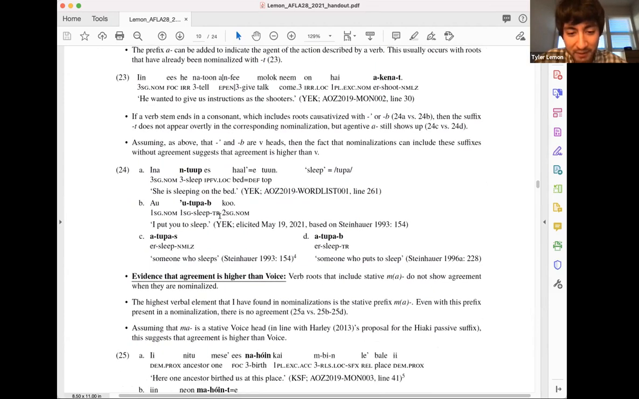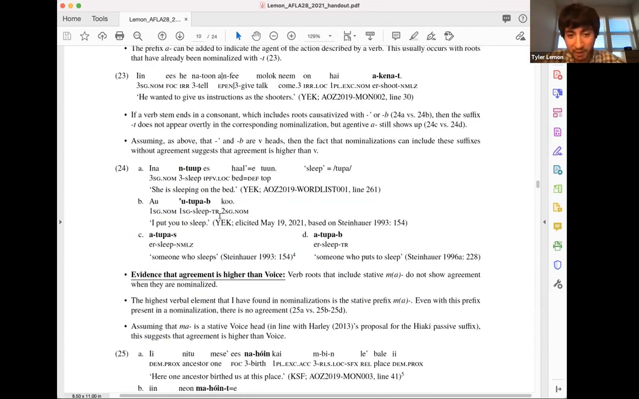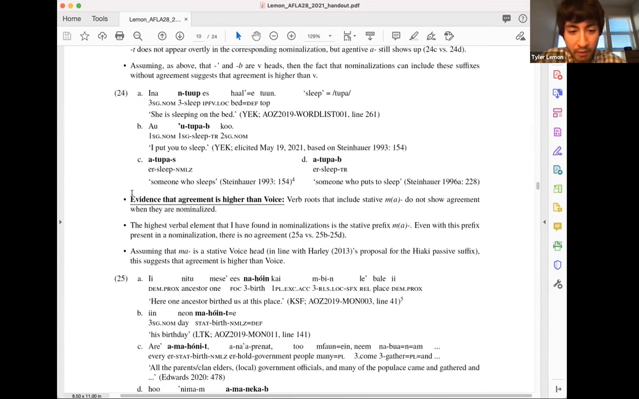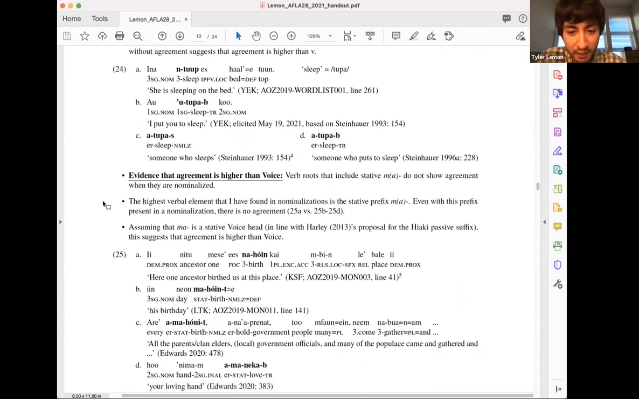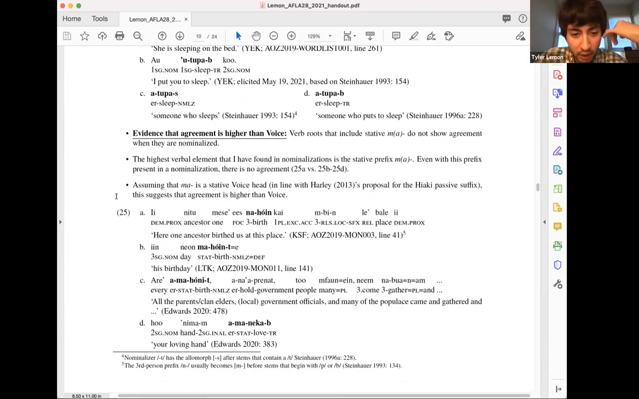So the fact that nominalizations can include these suffixes without agreement suggests that agreement is higher than this. Finally, you can show that agreement is higher than Voice. So verb roots that include stative ma also don't show agreement when they're nominalized. So I'm assuming that ma is a stative Voice head.